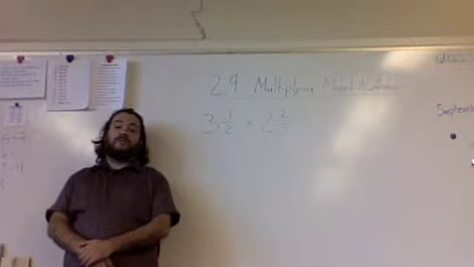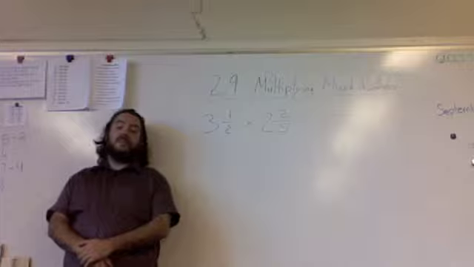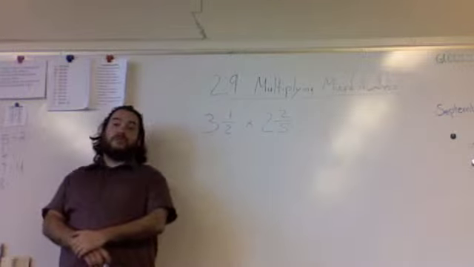Today's lesson, Chapter 2, Lesson 9, is on multiplying mixed numbers. This is going to be slightly more difficult than what we did yesterday, multiplying fractions, but basically the same idea. Let's take a look at a problem. 3 1/2 times 2 2/5.